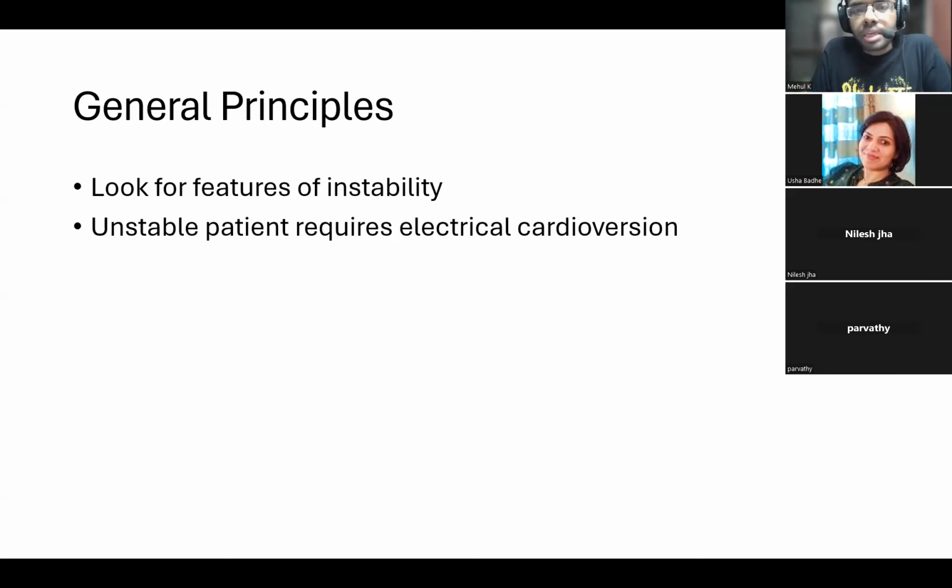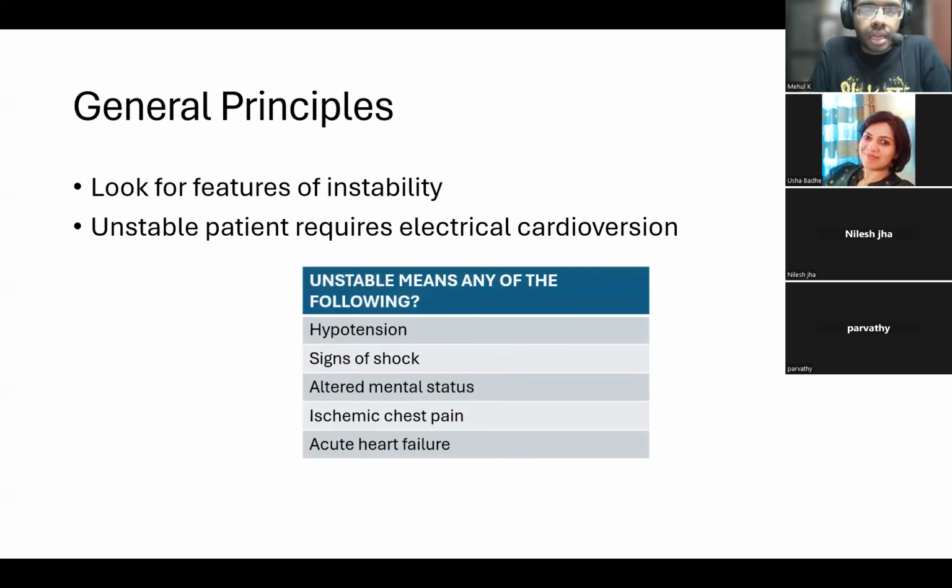Then any patient with altered mental status is unstable. Any patient with acute heart failure is also unstable. So you have to assess these things. If you have these things, then the safest approach is always going to be electricity. But there are a couple of scenarios where electricity is actually not going to work. And as I said, these are the features of unstable: hypotension, signs of shock, altered sensorium, ischemic chest pain, and acute heart failure.